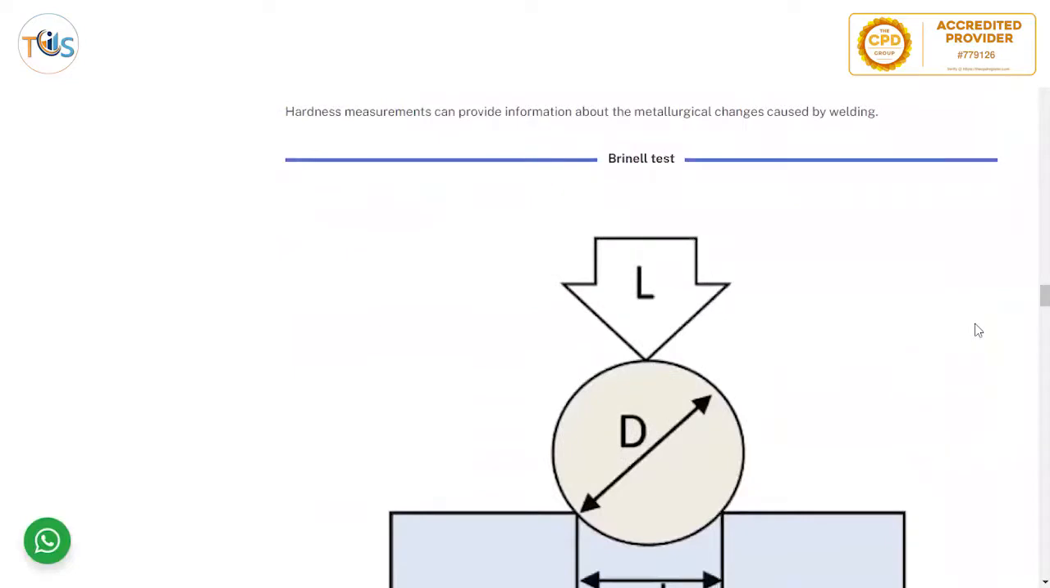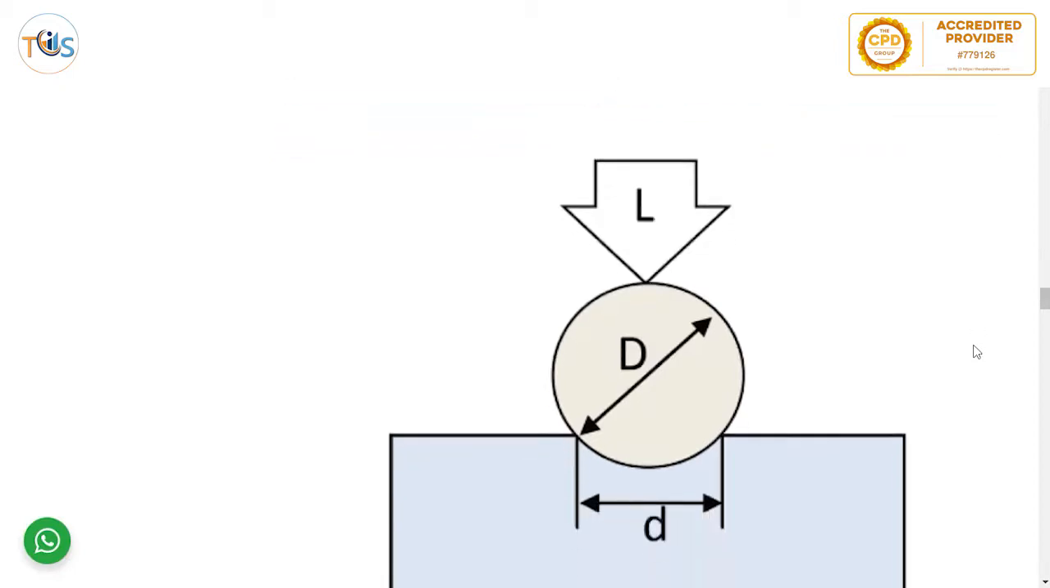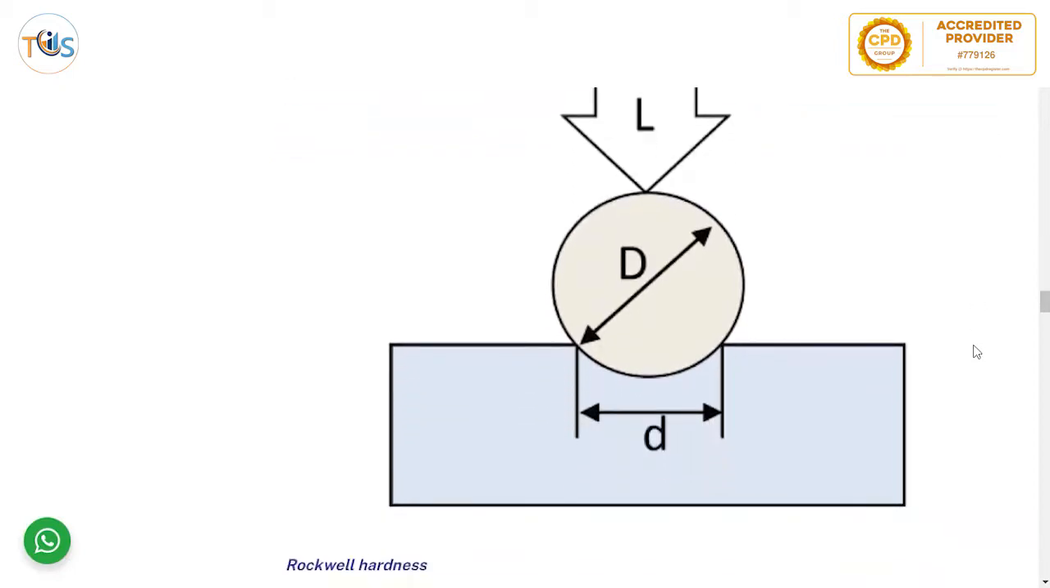Hardness is the resistance to plastic deformation by indentation. So when we say hardness, it's different from toughness because it's on the surface. Hardness measurements can provide information about the metallurgical changes caused by welding. For example, you always have a higher hardness at the heat affected zone due to thermal differences between the base metal and the weld. So that's the most heat affected.